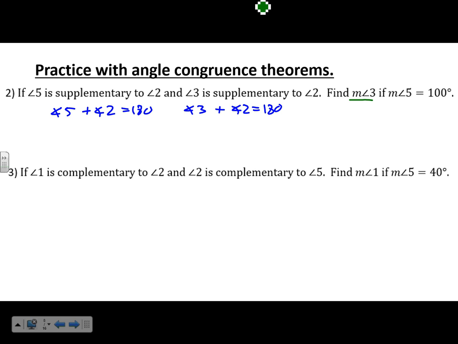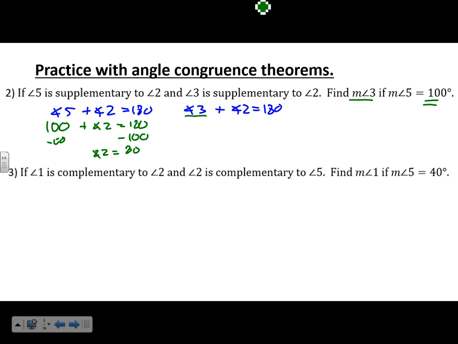So we're trying to find this angle here. And they're giving you angle 5 is 100. So over here, I'm going to put that in. So 100, and we have to add it to be 180, so that means angle 2 has to be 80. And if you want to, you can completely solve that. If you want to make it more like algebra, subtract 100, so angle 2 is equal to 80. You can do it that way.